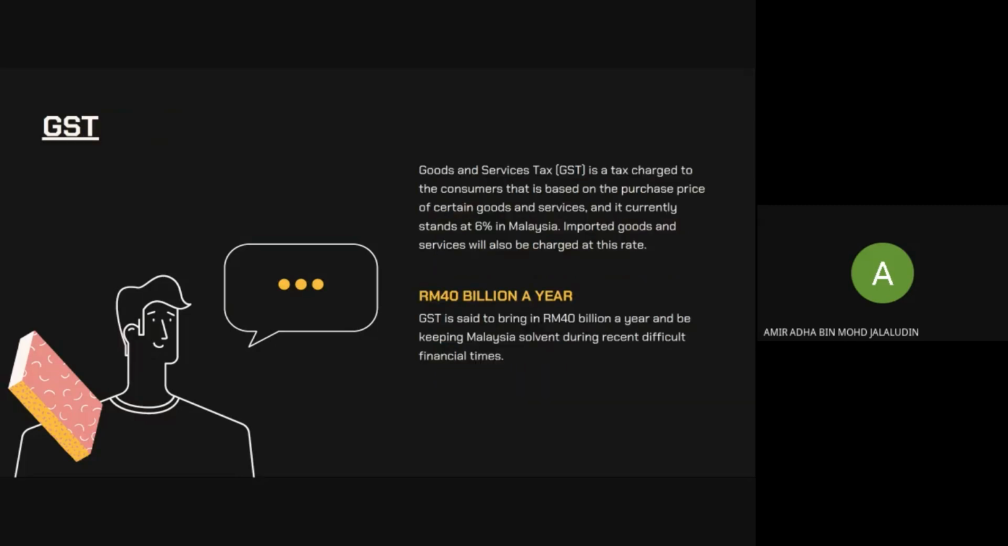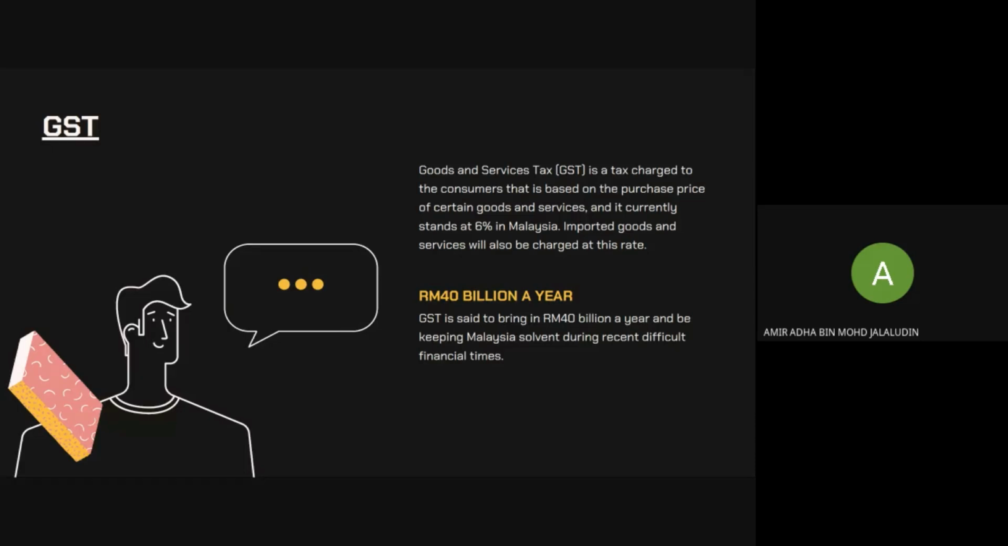So the last issue I'm going to talk about is GST. Well known to all of us. It has actually been implemented twice. It was implemented before, and then they implemented SST, and now they use GST again. Okay, GST, known as Goods and Services Tax, is a tax charged to consumers based on the purchase price of certain goods and services, and it currently stands at a fixed 6% in Malaysia. Imported goods and services will also be charged at this rate.